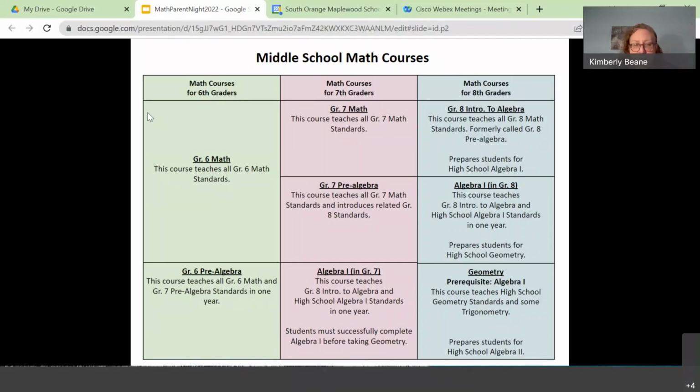So in grade 6, 5th graders are going to choose one of 2 courses, either grade 6 math or grade 6 pre-algebra. Students going into 7th grade will choose one of 3 courses: grade 7 math, grade 7 pre-algebra, or algebra 1. And students going into grade 8 will choose one of 3: grade 8 intro to algebra, algebra 1, or geometry. And notice the geometry you can only take if the student has already successfully completed algebra 1. So that's just the introduction to it. These are the course offerings.